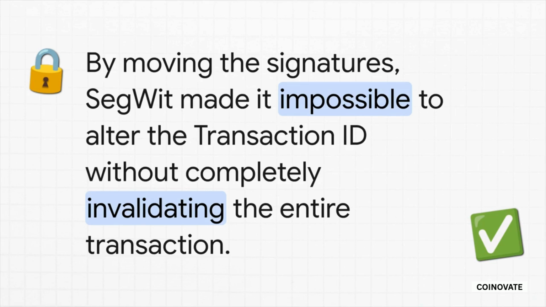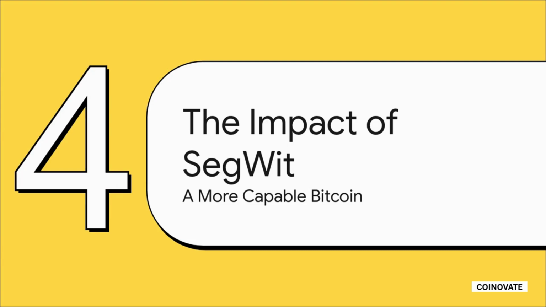Pretty clever, right? So fixing malleability was the main objective for sure, but SegWit also came with this really powerful side effect that honestly changed Bitcoin forever. Its real impact was in creating a much more capable network.